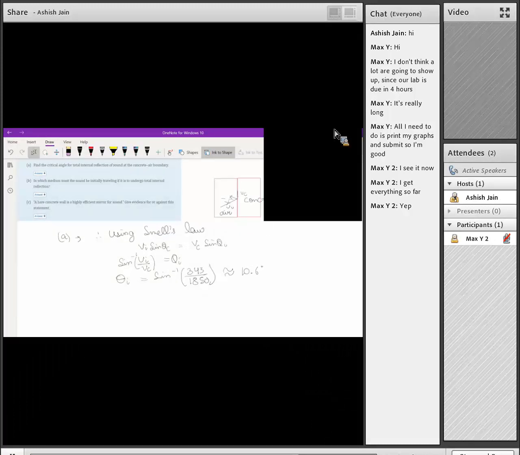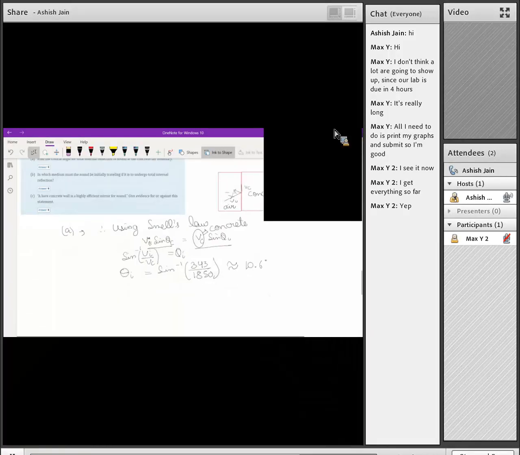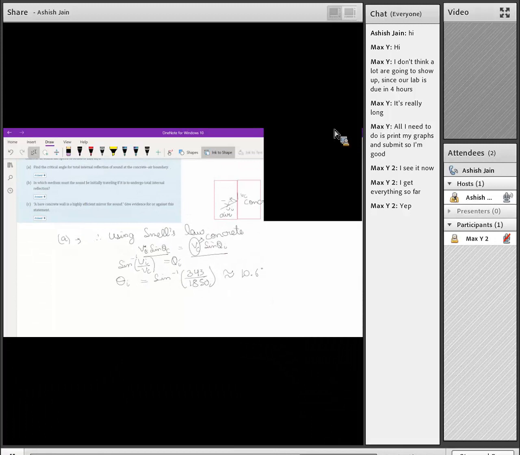So this is the initial speed of sound, that's the speed of sound in air, and this is the speed of sound in concrete. I just applied Snell's law, nothing else, and this is 10.6. So that's your critical angle. Sorry, that's 90 degrees, that is the critical angle. So this changes to 90 degrees for total internal reflection.